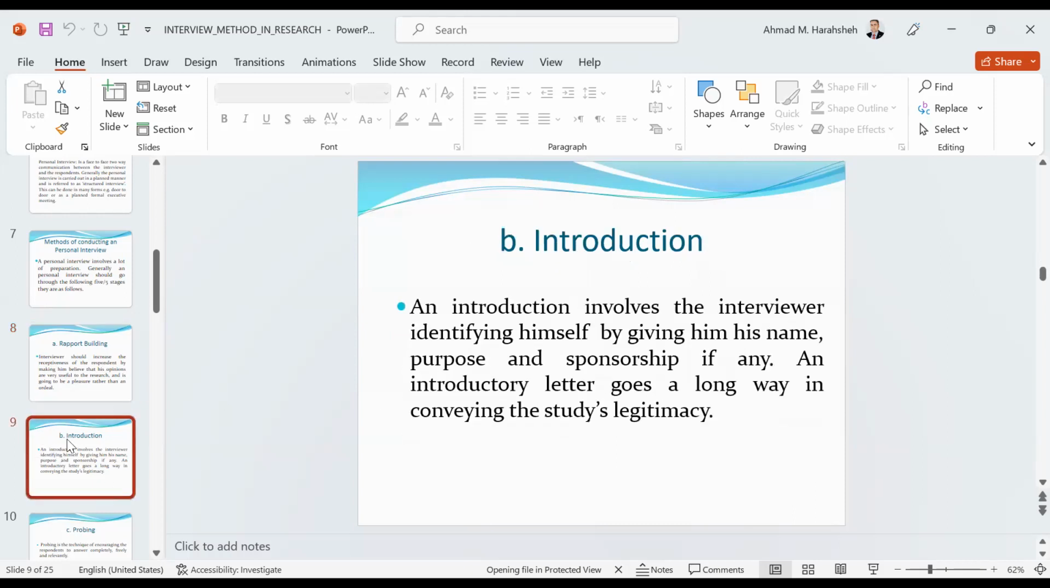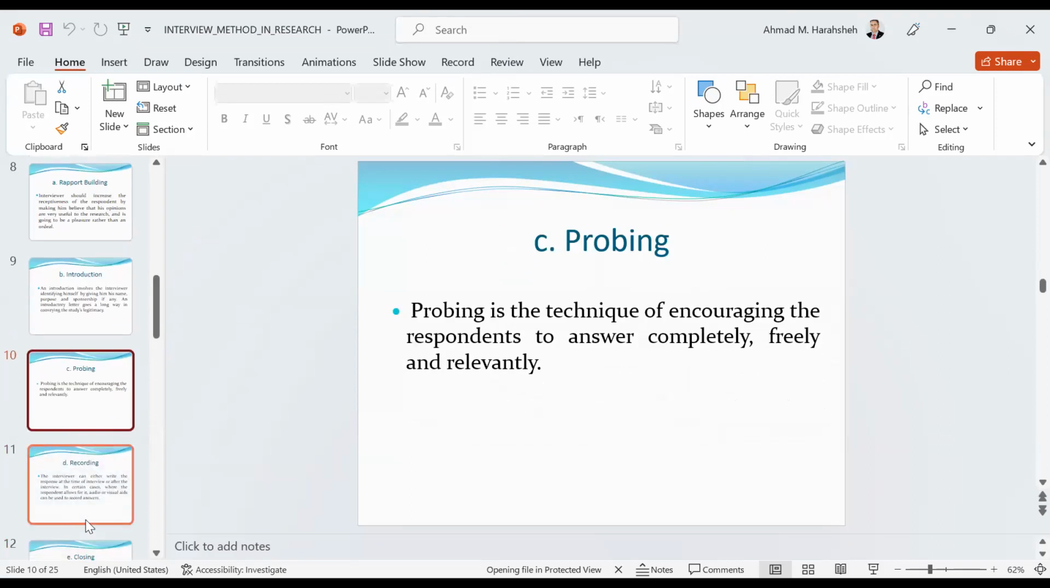حكيناها هذه. It involves the interviewer identifying himself by giving him his name, purpose, sponsorship, if any. An introductory letter goes a long way in conveying the study's legitimacy, the consent letter. The probing is the technique of encouraging the respondent to answer completely, freely, and relatively. Don't interrupt him or her. ما تقطعوا عليهم، خليهم يحكوا.